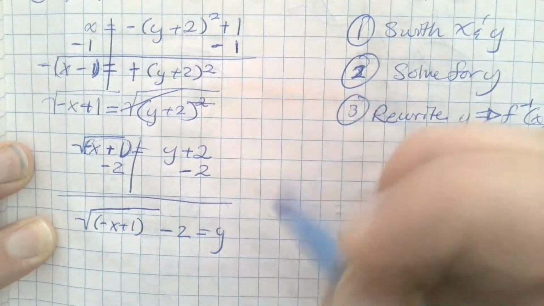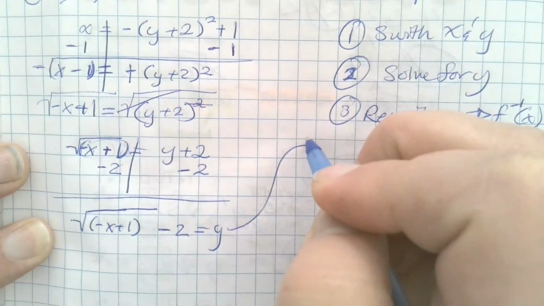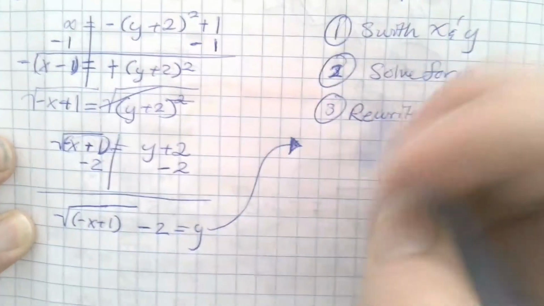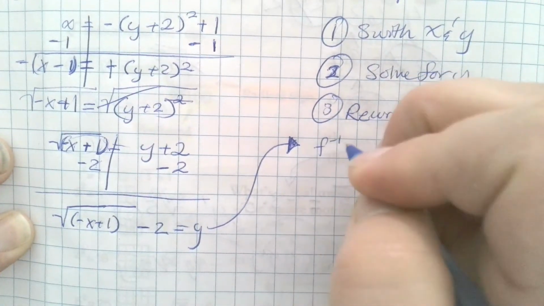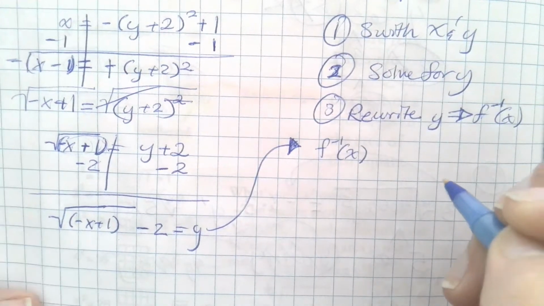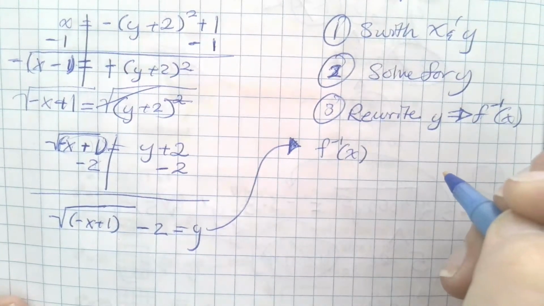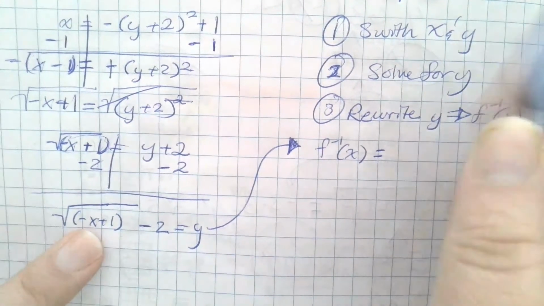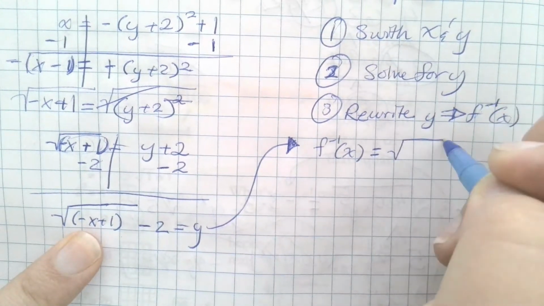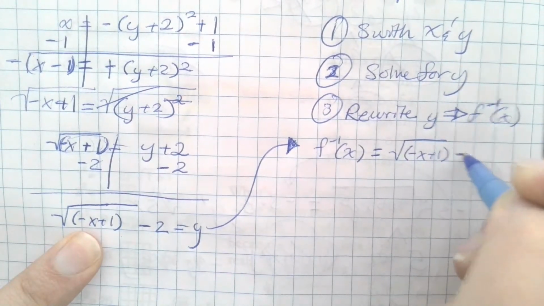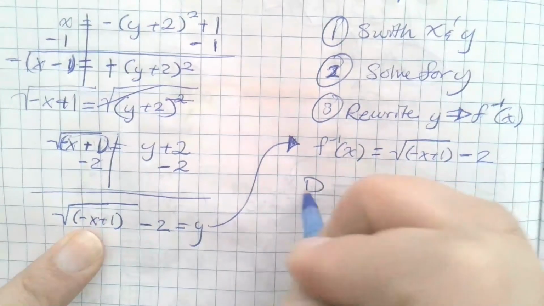Okay. And now comes the rewrite part. Instead of y, we're going to use function notation. So we're going to say inverse of f of x. That's how we write that. Inverse of f of x is equal to, then we put all this in there. Negative x plus 1 minus 2. And we only have one step left.